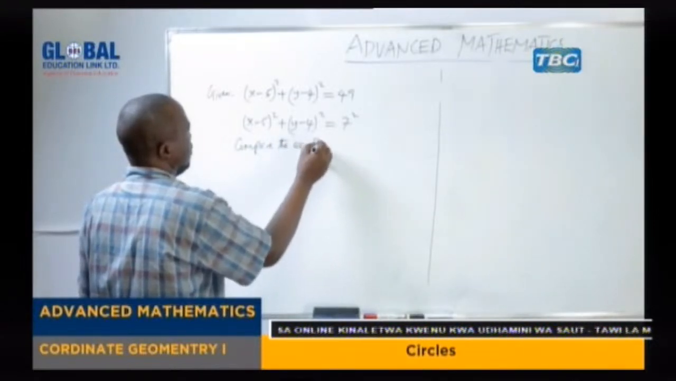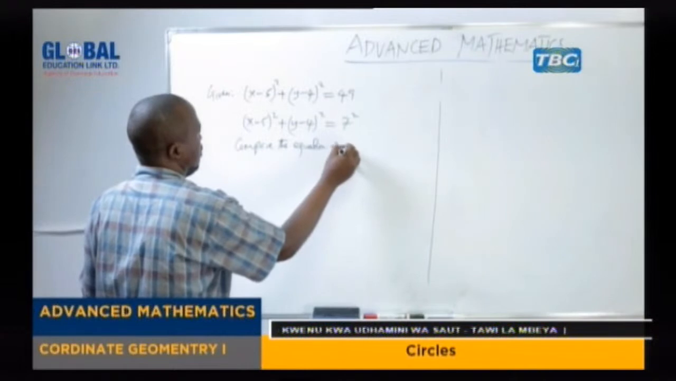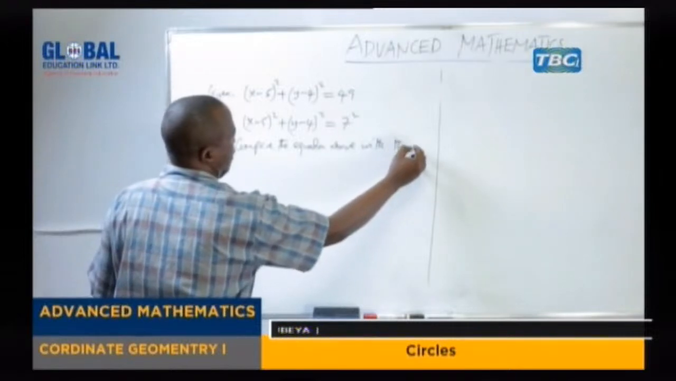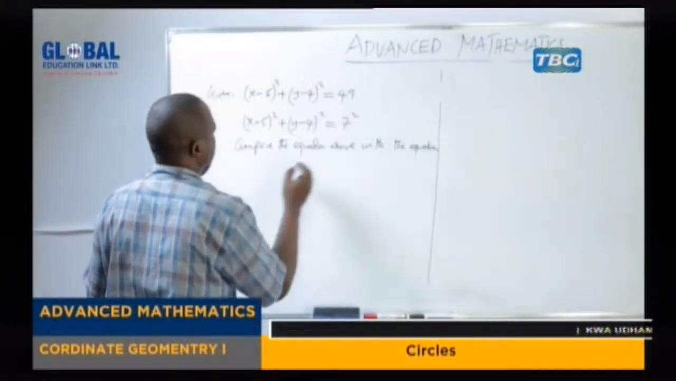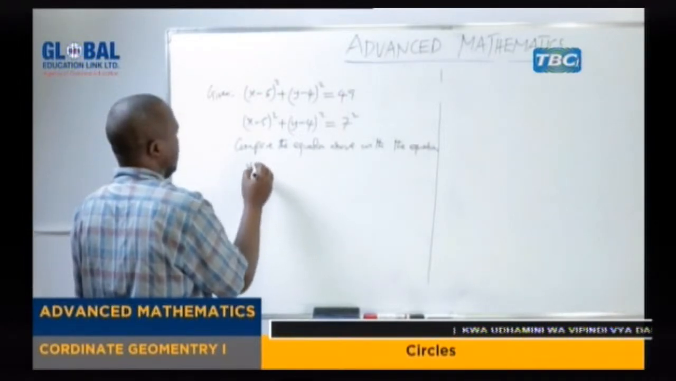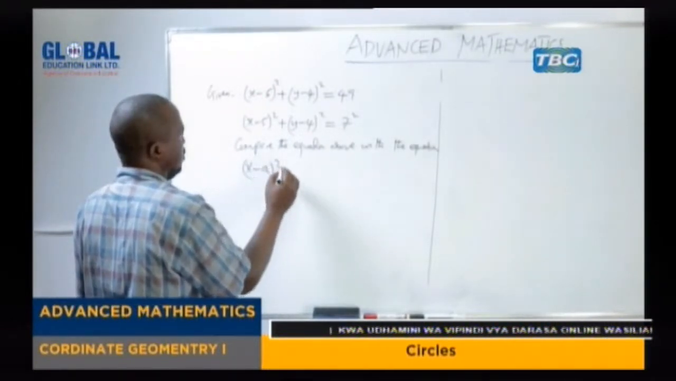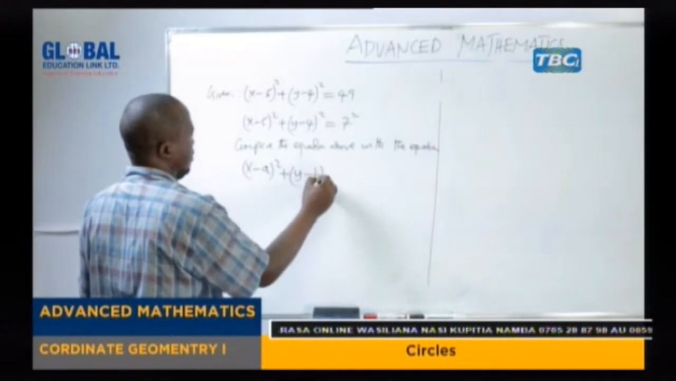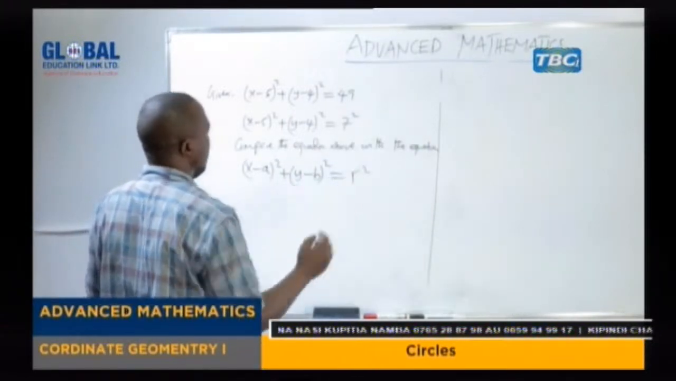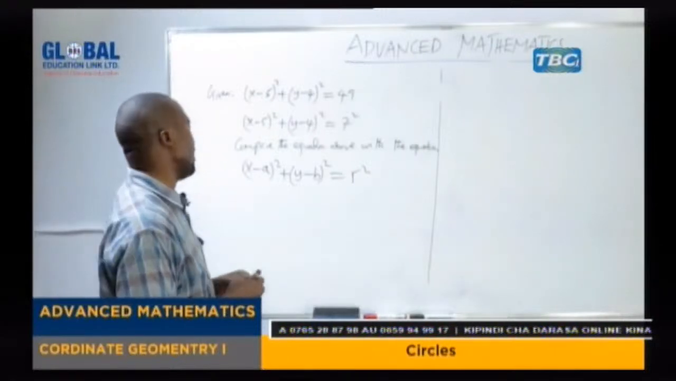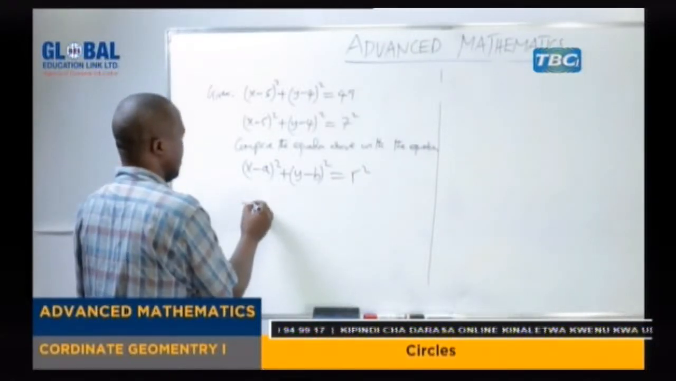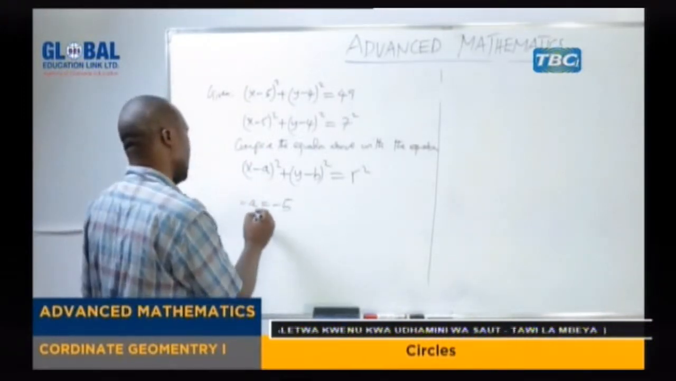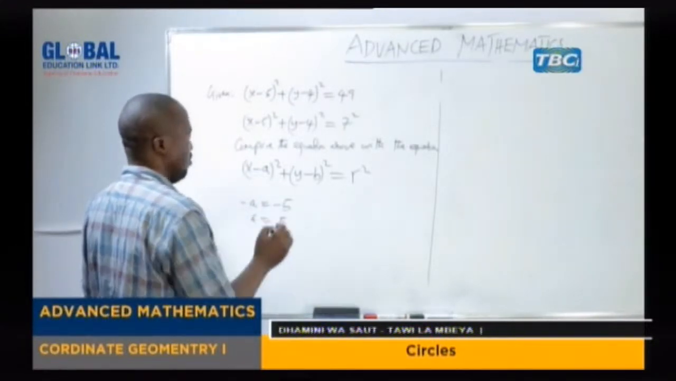Then again we can compare this equation with the general equation, that is x minus a squared plus y minus b squared is equal to r squared. Now in this case, negative a will be equal to negative 5. So in this case, a is equal to 5.